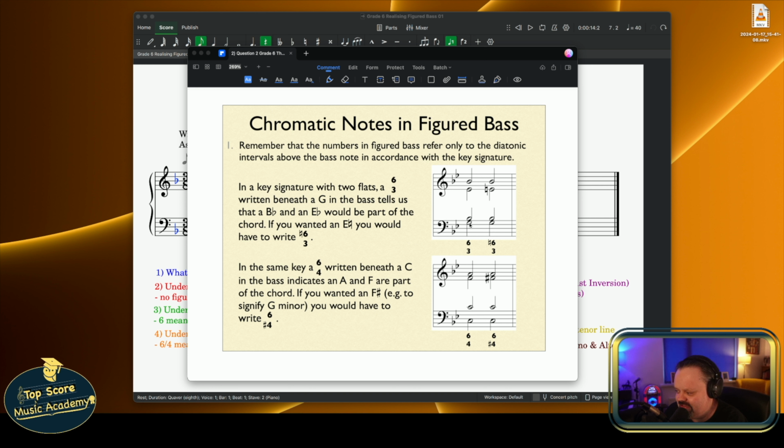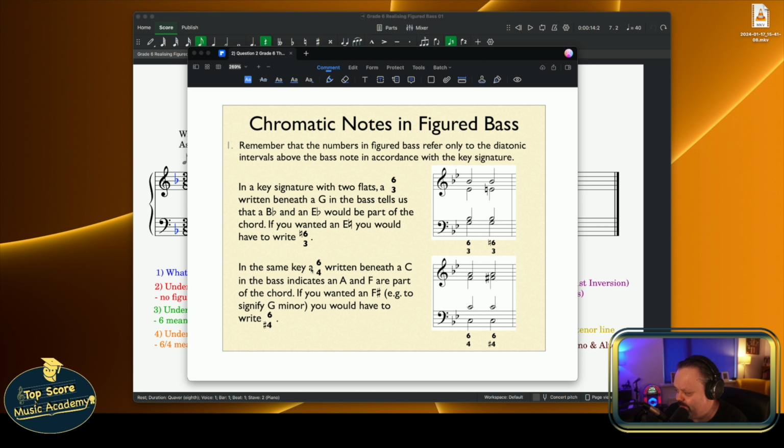So the sixth above the G is an E flat. And if you want that to be an E natural, you have to put in a little natural sign next to that number in the figured bass, because the key signature will always keep it flat until you tell the performer otherwise. So the raised sixth above that G is now E natural.